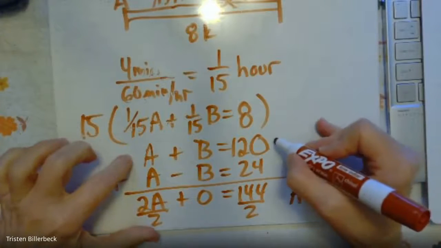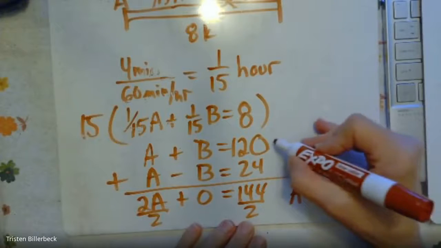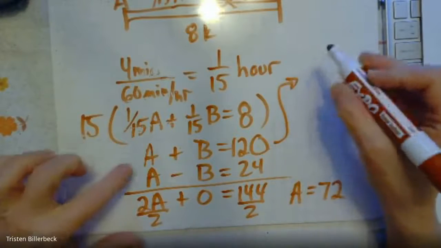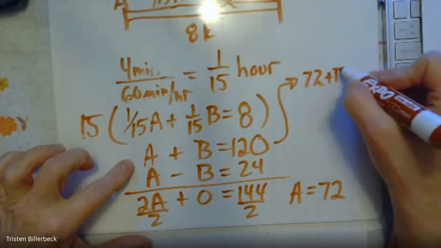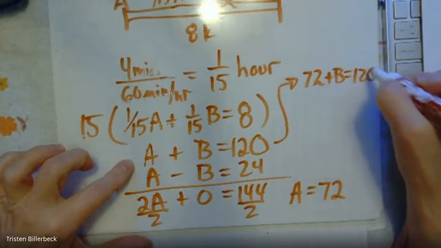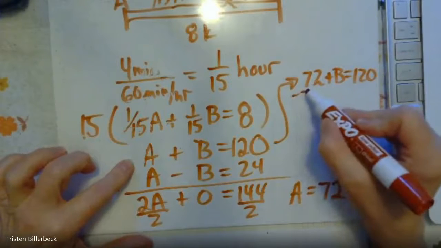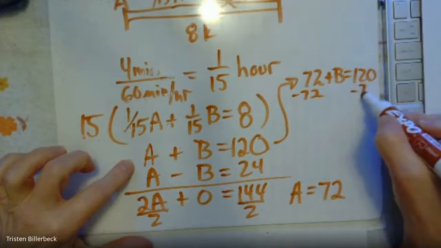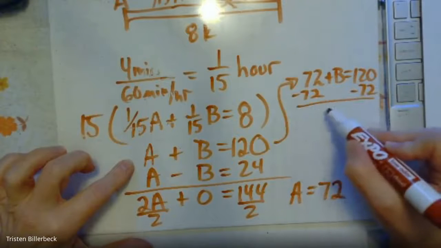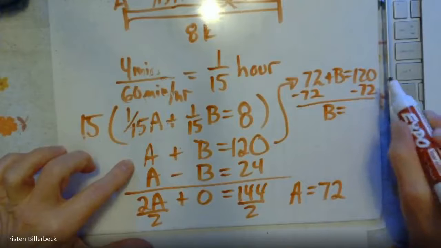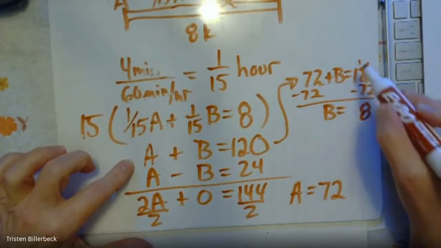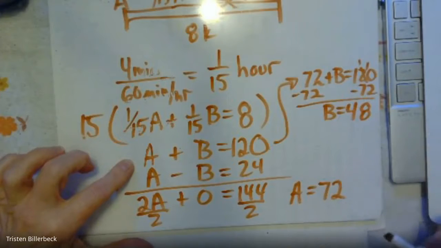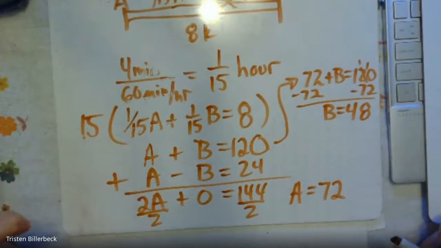Okay, so let's use this one. So this one, A is 72 plus B equals 120. So we subtract 72 and we get B equals, and we're going to take one from here, that's 48. Okay, so now we know how fast these cars are going.